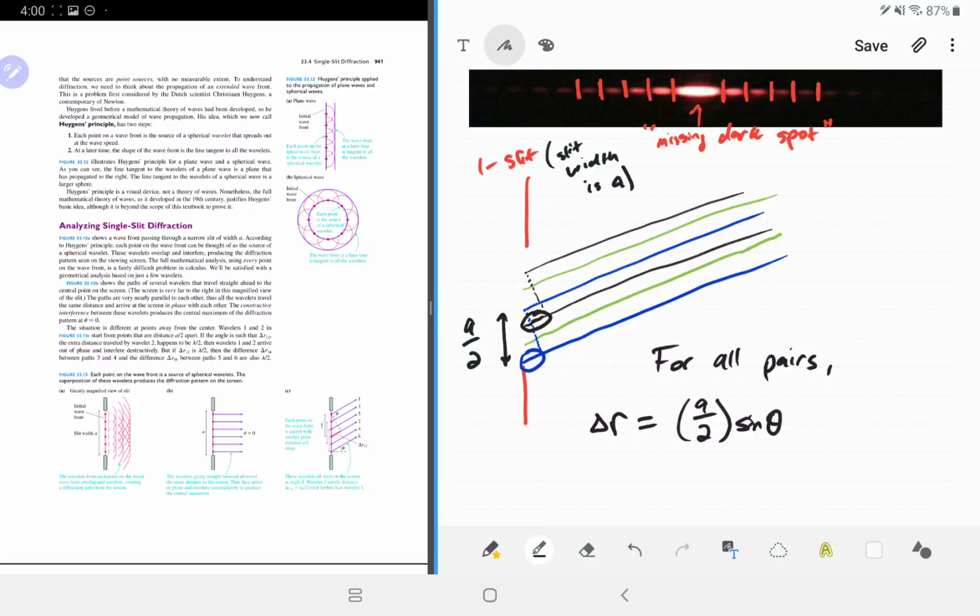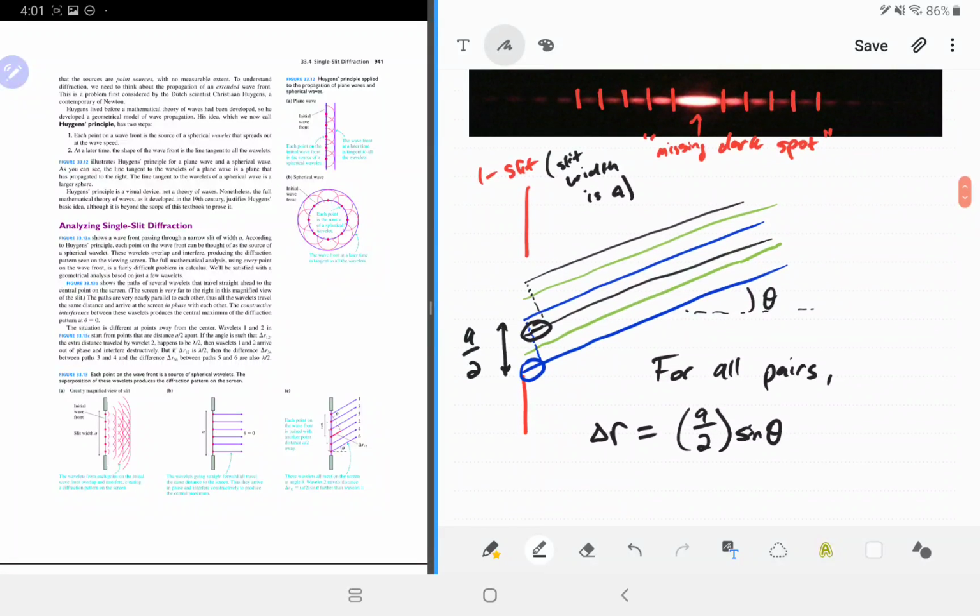sine theta. So we have in mind here that all of these are coming out at the same angle relative to this line right here, which is perpendicular to the slit. So the geometry here is very similar to the first video and the stuff about interference. Instead of d sine theta, here they're a distance a over 2 apart. So normally you're used to d sine theta, but here it's a over 2.